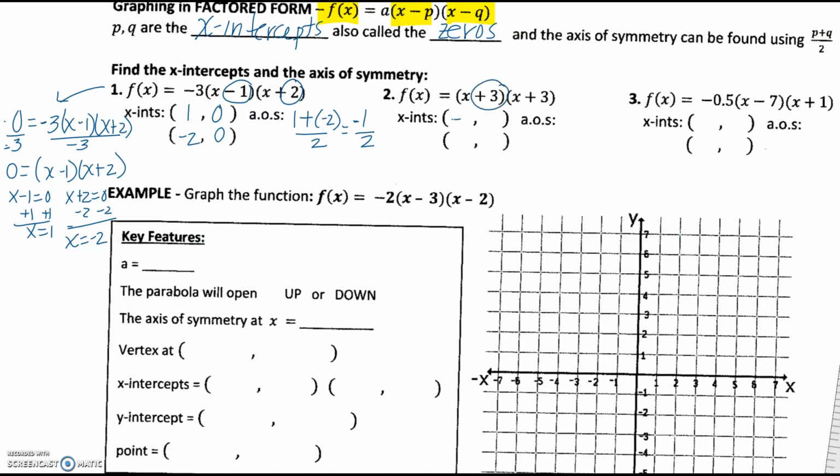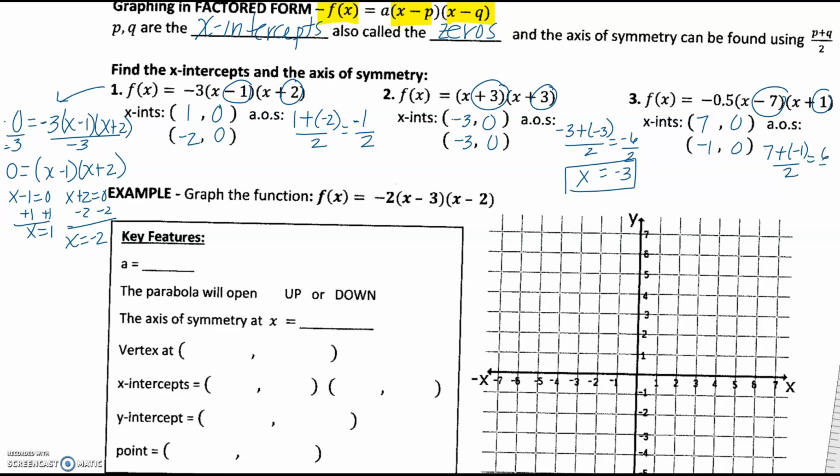The opposite of 3 is -3, 0. The axis of symmetry is -3 plus -3 divided by 2. This is -6 divided by 2 equals -3, and that's x equals -3 because it's an equation. Okay, let's look at the third one. Opposite of -7, that's 7, 0. Opposite of 1, that's -1, 0. Axis of symmetry, 7 plus -1 over 2, which equals 6 over 2, so x equals 3.